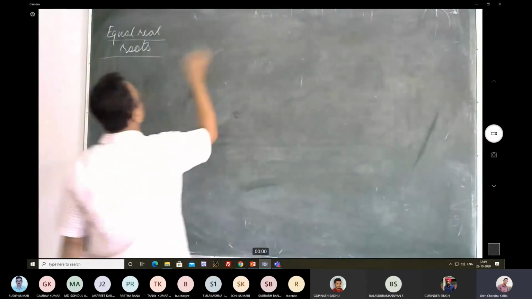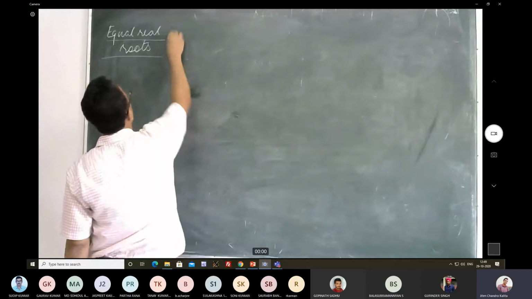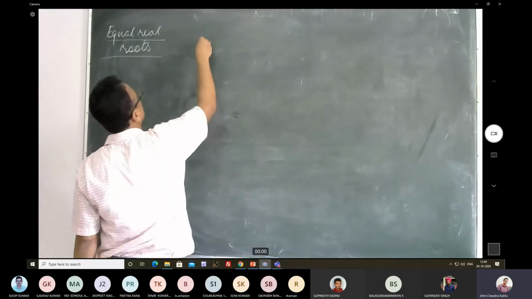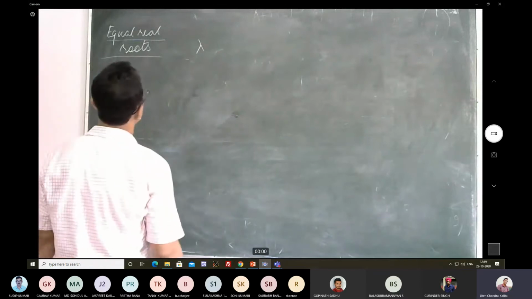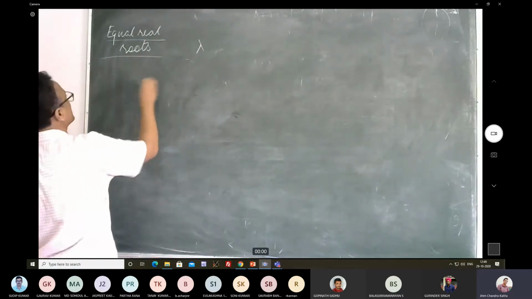Okay, I've summarized it out. Now let us assume that both the roots are equal to lambda. Both the roots are equal to lambda. Then what is going to happen? I may have 2 subcases.